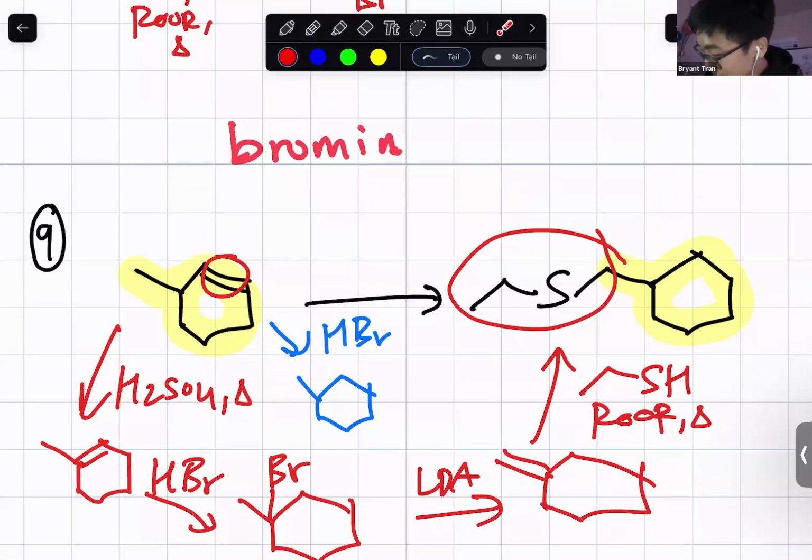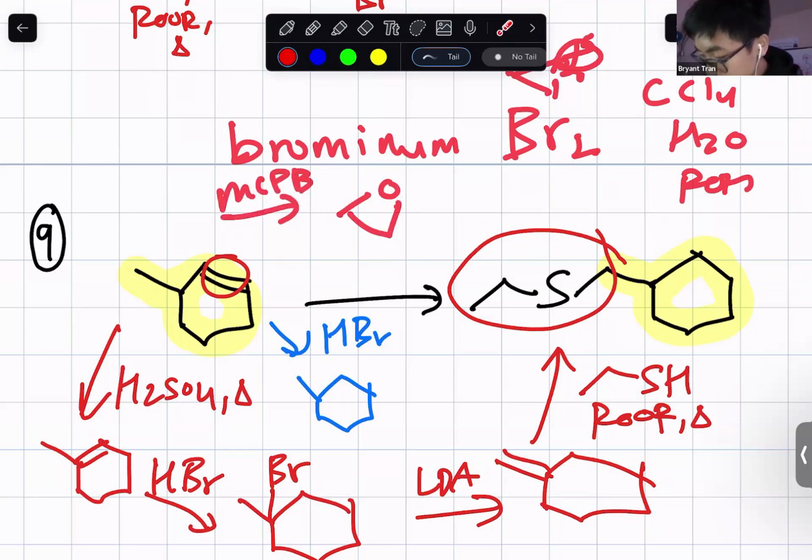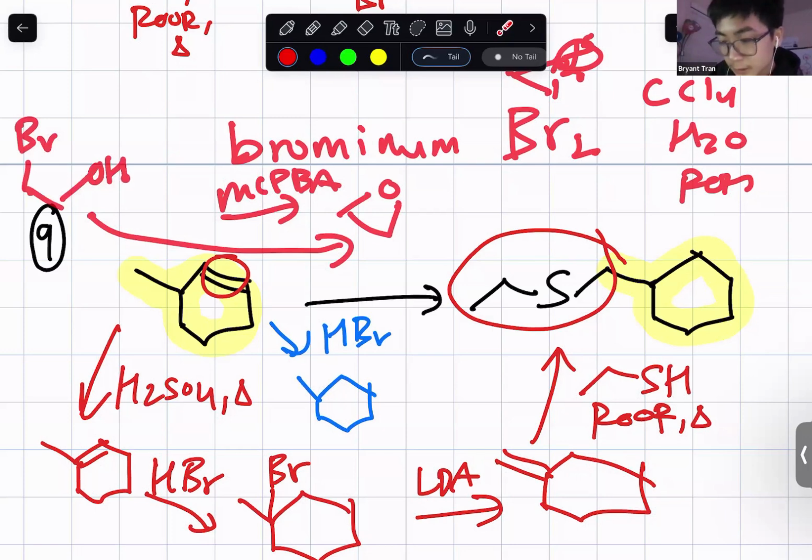The bromonium intermediate comes from Br2 and either CCl4, water, or alcohol. That's when you make the bromonium ion ring, Br+. An epoxide can come from 2 ways. It could come from MCPBA, or it could come from a halohydrin, BrOH, through intramolecular Williamson ether synthesis.